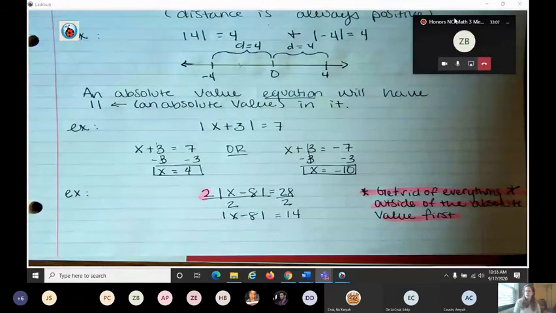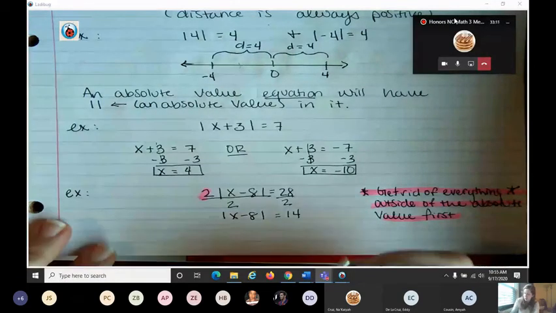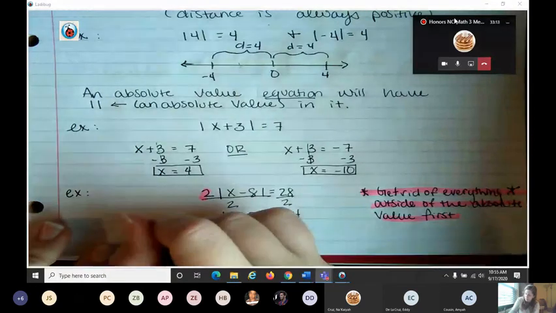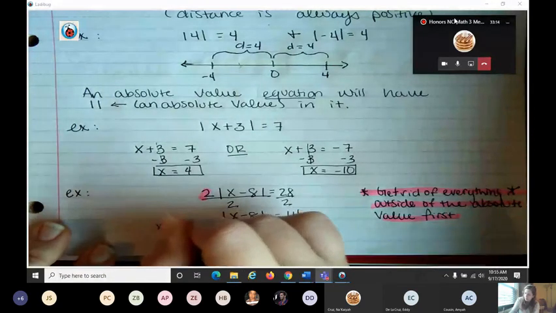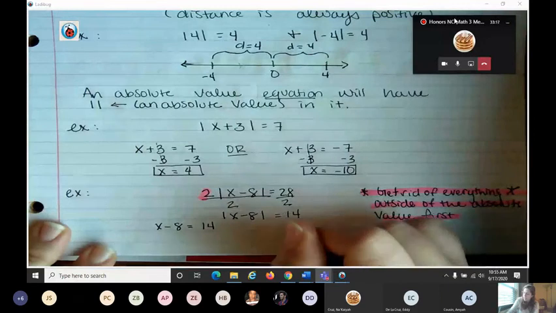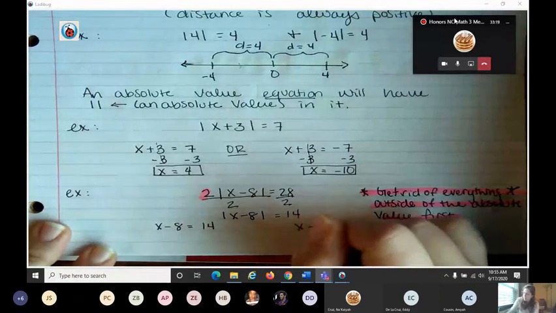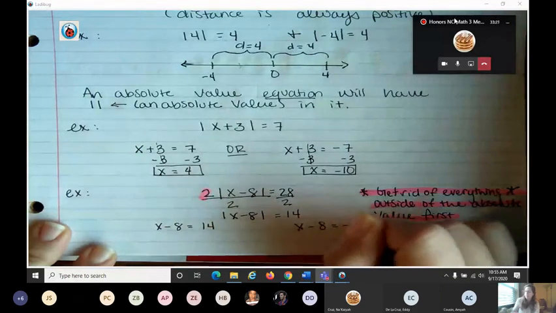Okay. I get 2 equations from this. I should get that x minus 8 is equal to positive 14 and x minus 8 is equal to negative 14.